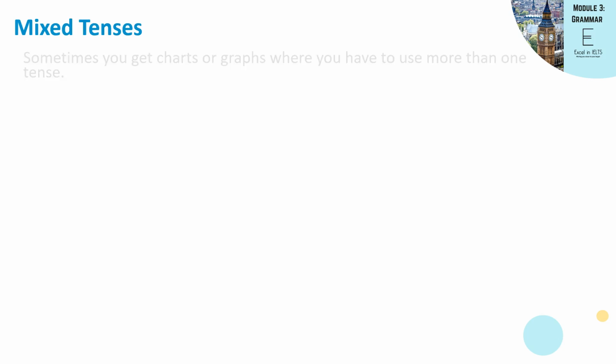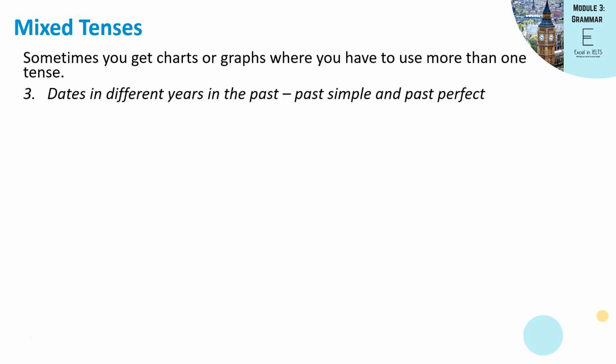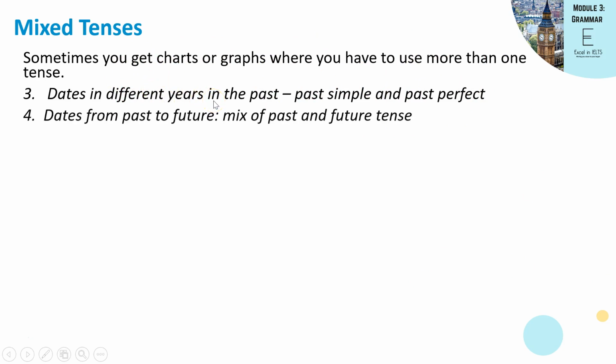You sometimes also get charts where you have to use more than one tense. So for instance, if you have several years in the past, then you use the past simple and past perfect. So you have more than 1 year in the past. And it could also be where you have dates from the past all the way to the future. And then in this case, you use a mix of past and future tense.